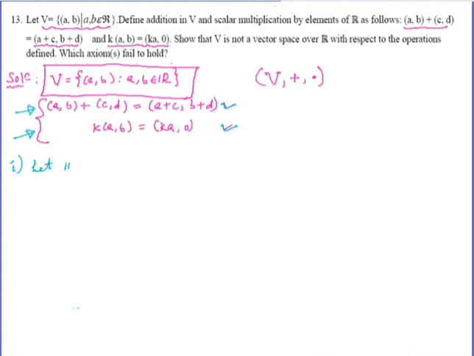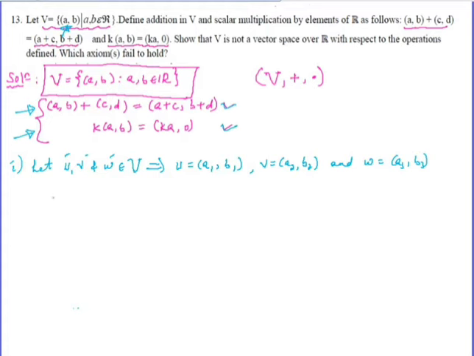Let me write three things. Let U, V, and W be elements of the given set V. For these to be elements of V, they must be ordered pairs. U must be (A1, B1), V must be (A2, B2), and say W is (A3, B3). Listen carefully: when we say U, V and W are elements of V, it means that each element must be an ordered pair. So U, V and W are each some ordered pair.